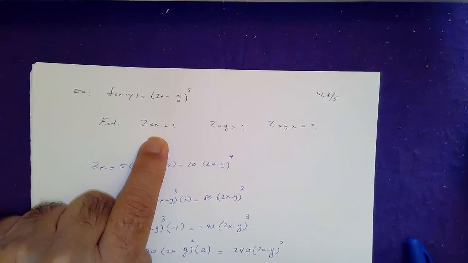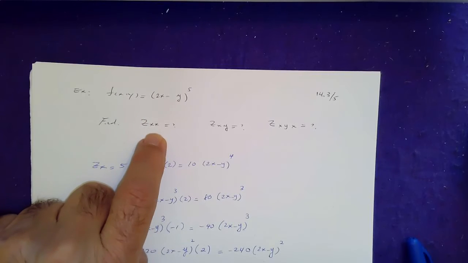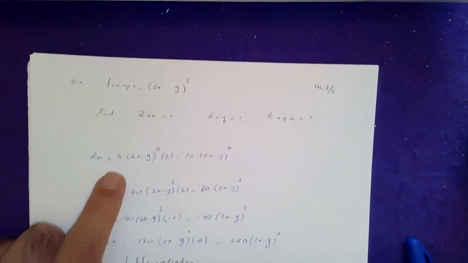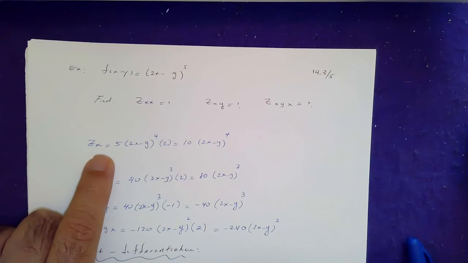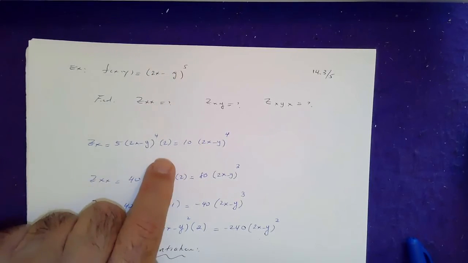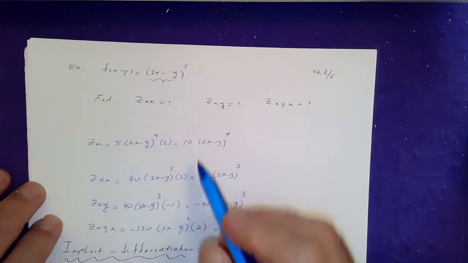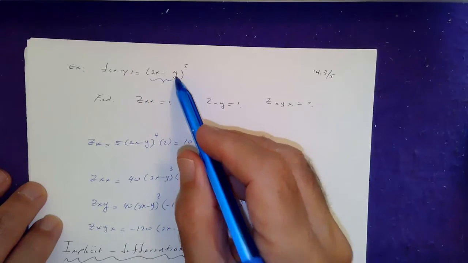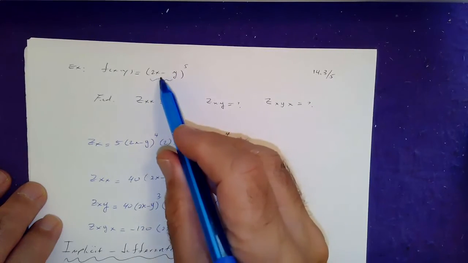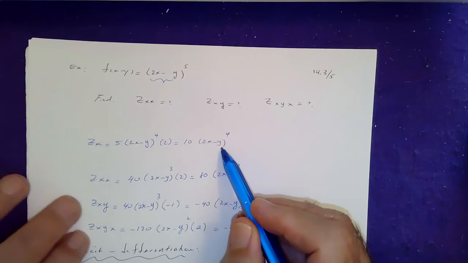Zxx is a second order partial derivative. So you have to take the partial derivative of this twice, both sides with respect to x. First time around, you get 5 times (2x minus y) to the power of 4 times the partial derivative of the base with respect to x. Since y is constant, you just get 2, because that's all you have to differentiate, the 2x. So you get this.